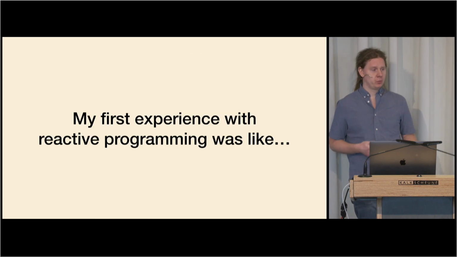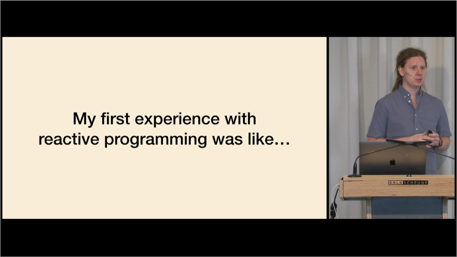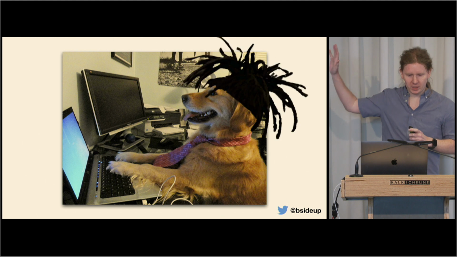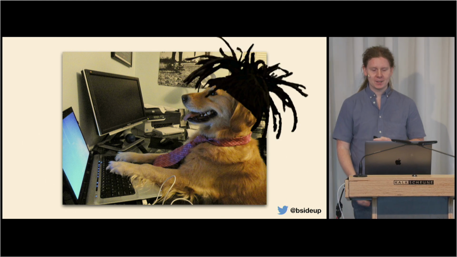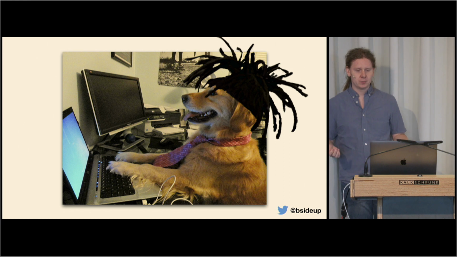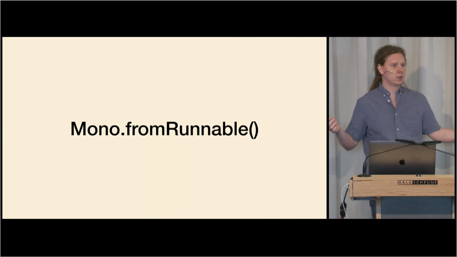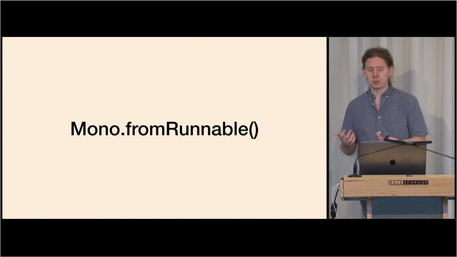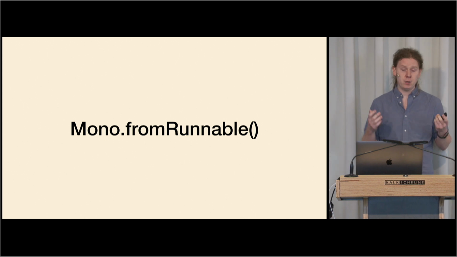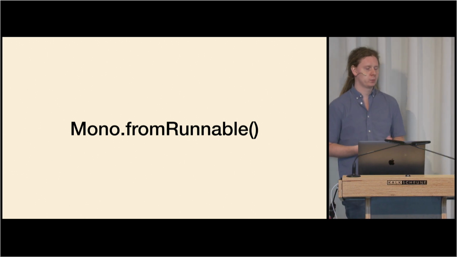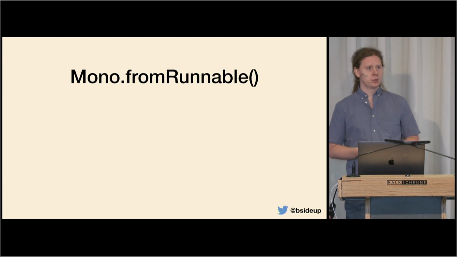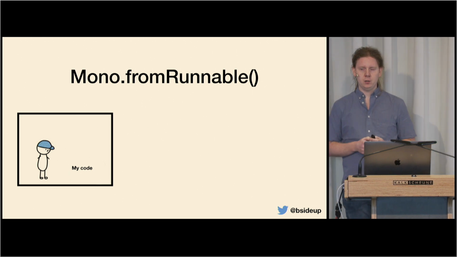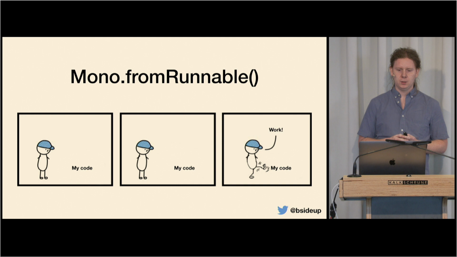My first experience with reactive programming, and I think it reflects others' experience, was something like this. In my case, it was like this because of dreadlocks. When I started learning it, I was like, okay, I know Runnables. It's just a standard element in Java. I want to run something, I can wrap it as a Runnable. So I was like, okay, Mono.fromRunnable. Nice. I can run some Runnables with Project Reactor. I was like, yeah, okay, cool, I'll use Runnable. But it was like this. Like, okay. Yeah. Why doesn't it work?